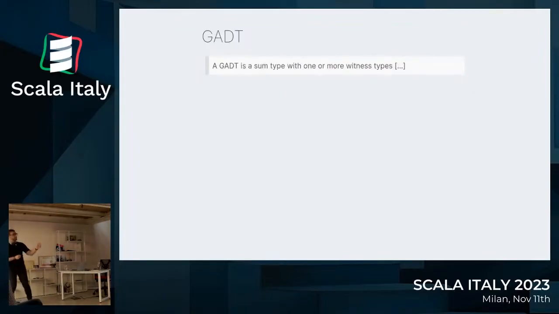And a GADT is a sum type with one or more witness types. We had 2 here, before and after. We could have just the one, or we could have any number. I have a friend who wrote something very complicated. It's supposed to represent narrative structures as a monad, and it had 18 witness types, but my friend is a little bit insane.